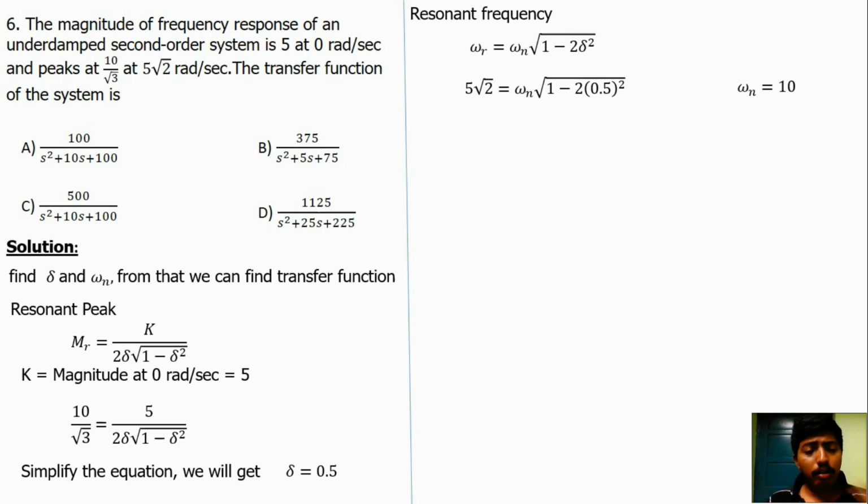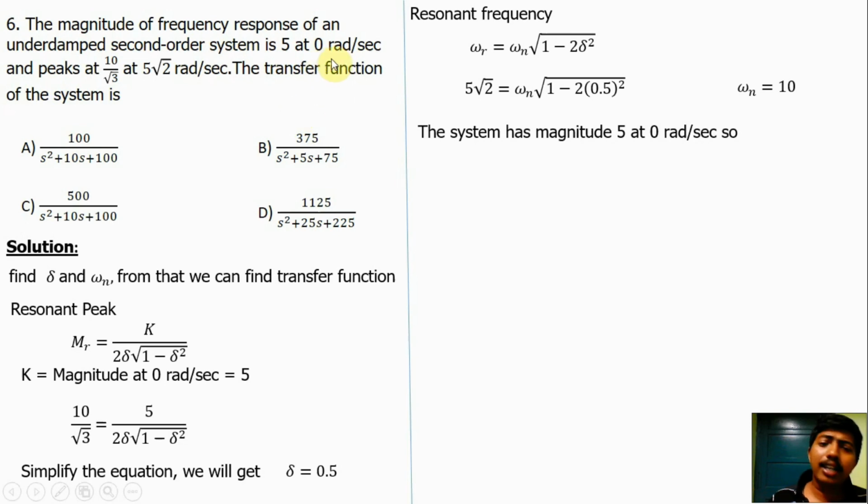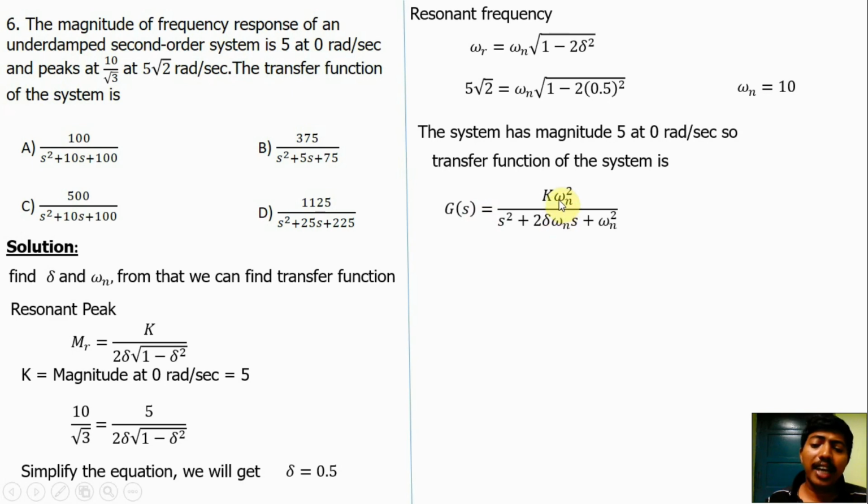Now find the transfer function. The system has magnitude 5 at 0 radian per second. So the transfer function of the system is G(s) equal to K times omega n squared divided by s² plus 2δ omega n s plus omega n squared. Why is that the K value? Because at 0 radian per second, if omega is equal to 0, the magnitude is K. So G(s) is equal to K value 5, omega n squared value 10 squared. Substitute here, we will get the answer as 500 divided by s² plus 10s plus 100. So option C is correct.